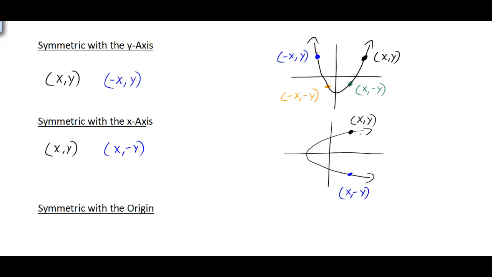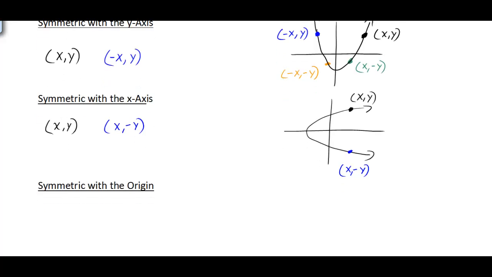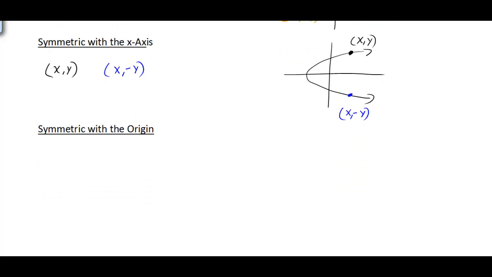And that simply means that you could fold your paper along the x-axis and the top part of the graph would fall right on top of the bottom part of the graph. All right, the last one is looking at the symmetry with the origin. And what that means is if you have your point x, y, then the point where you take the opposite of your x and the opposite of your y will also be a point on the graph.